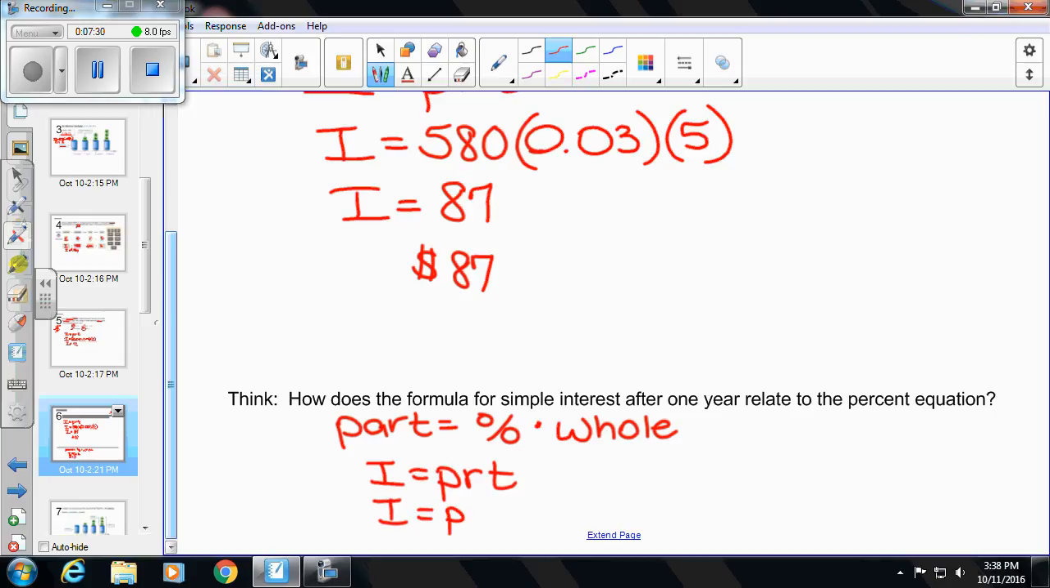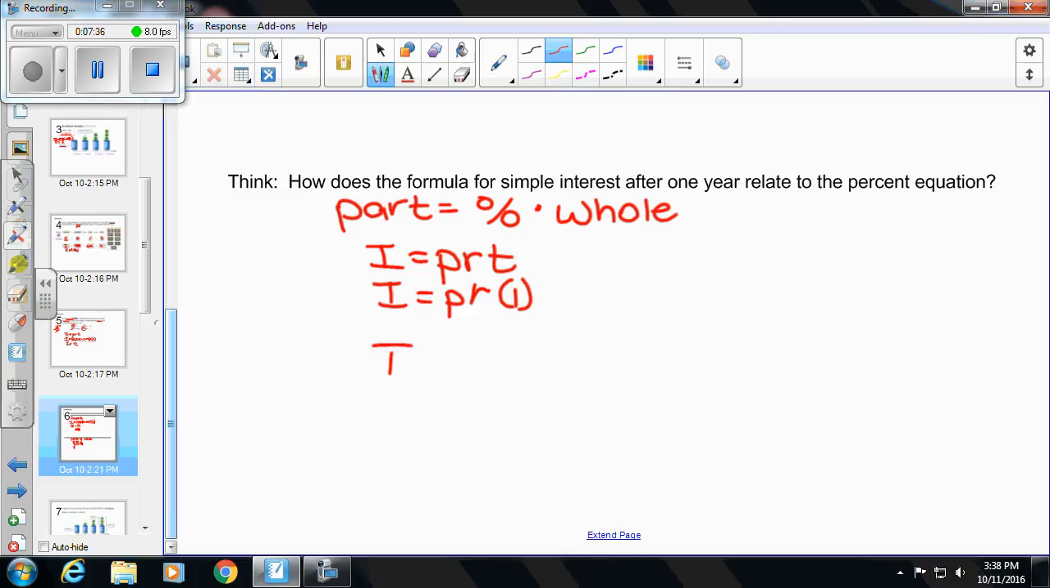If I put in 1 for the time, my interest is my principal times my rate. Remember, my rate is a percent. So if I wanted to, I could write this as interest equals my rate times my principal. So my part equals my percentage times the whole. So this is similar to our y equals mx when we did the part equals percent times whole. And so they are the same. Kind of cool.